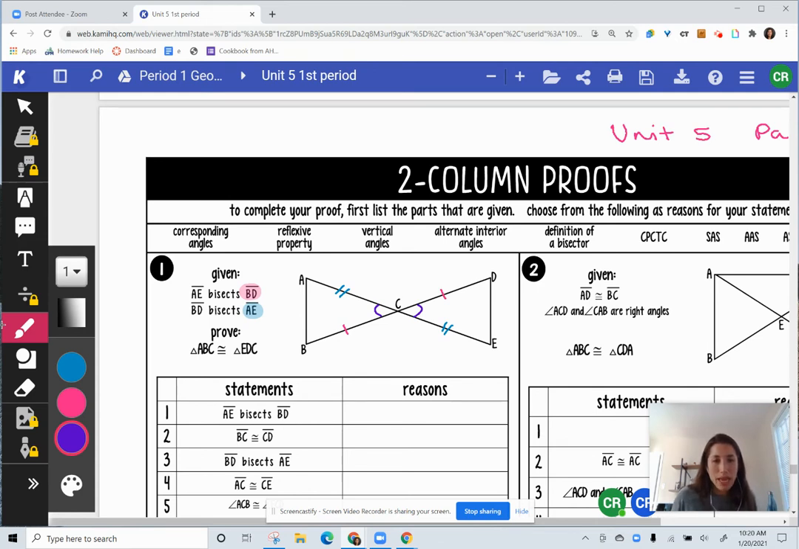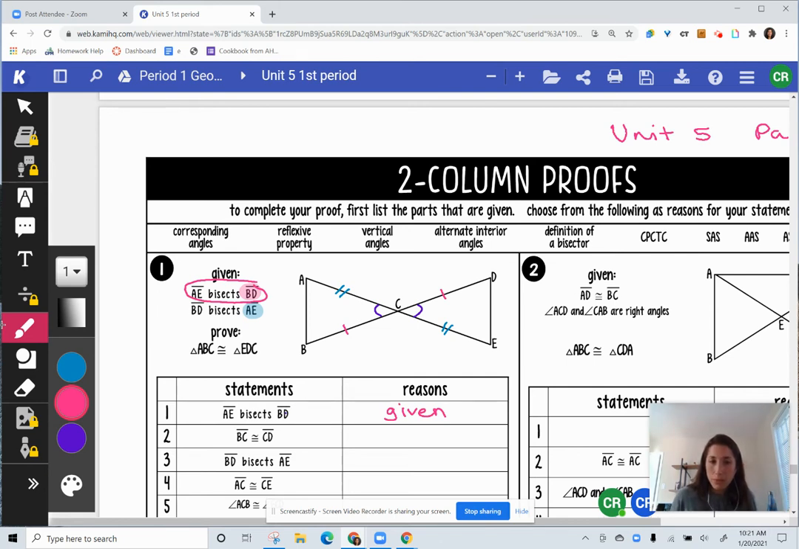Okay, so we have AE bisects BD. That was our first statement here. That was this given statement here. So in our proof, the reason why we can say that is because it's given. So just different from a flow chart, instead of having a box and a reason below it, we've got a statement and a reason next to it, okay?